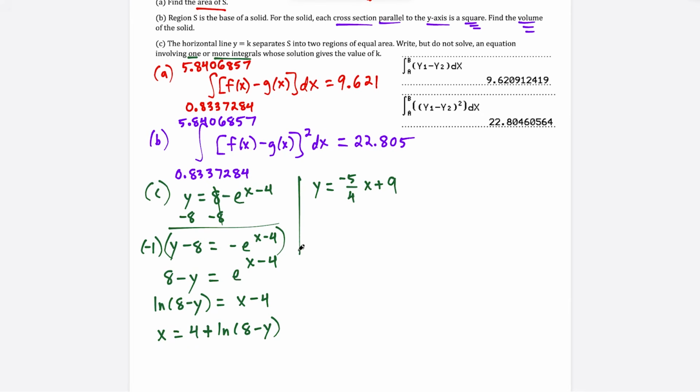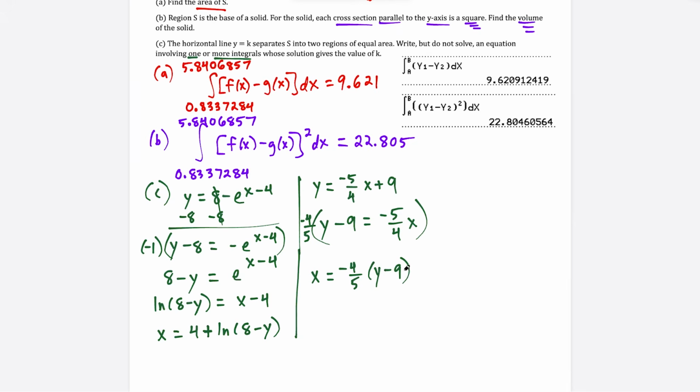I'm just going to put a little dividing line also so we don't collide with what we did over here. So now we're going to subtract 9 on both sides. We have y minus 9 equals negative 5/4 x. And now to solve for x, we can just multiply both sides by the reciprocal. So we're going to multiply both sides by negative 4/5, and this is going to give us the equation for x for the second function. So we have x equals negative 4/5 times y minus 9.